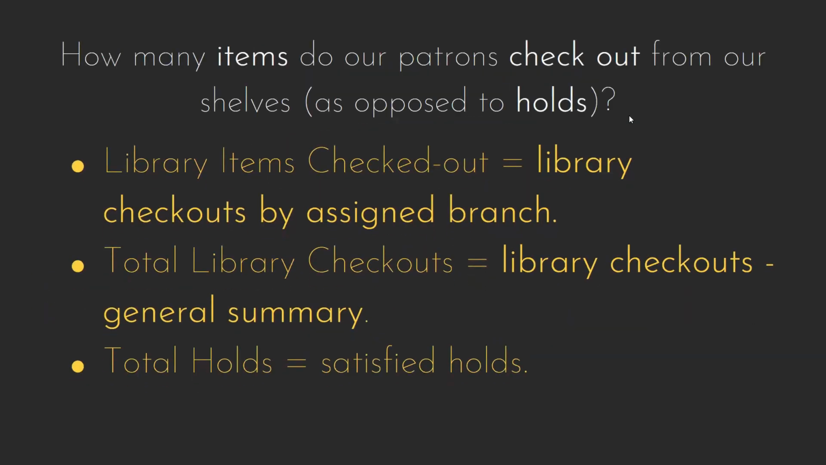Okay, so the question was, how many items do our patrons check out from our shelves as opposed to holds? These were the 3 reports that I broke down. One of them is that you're going to want to know the library checkouts by assigned branch. You're going to want to know your own library. You're going to get your total library checkouts, and then you're going to get total holds to see how many holds were checked out at your library.